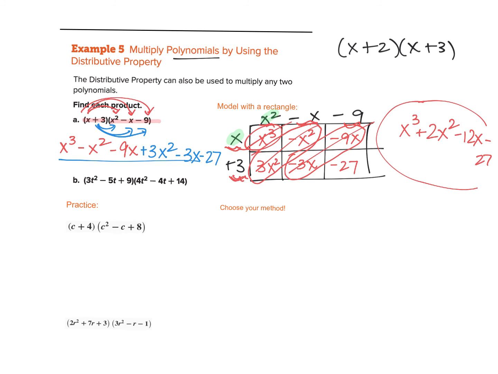If you notice, these are the exact same things here. Then you would just have to combine your x squareds, and then you'd combine your x's. You would still end up with this over here. Okay, so if you're multiplying any polynomials, you can either use a generic rectangle like that, or you can use the distributive property.